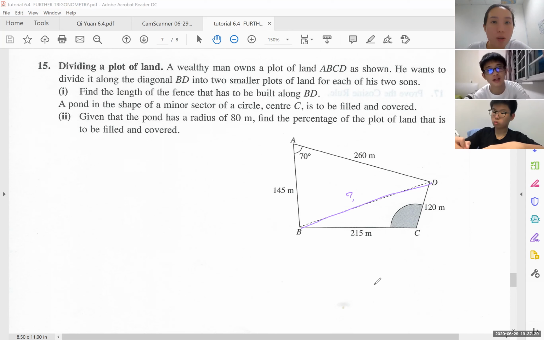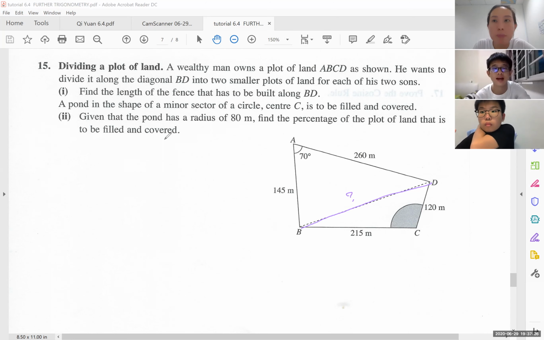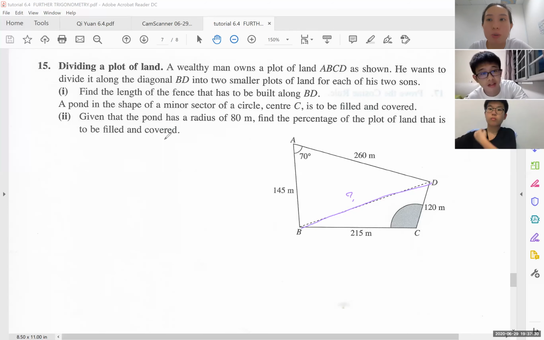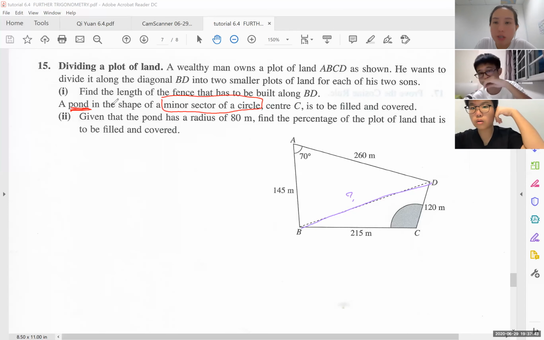Given that the pond has a radius of 80 meters, find the percentage. You missed out the keyword. What's the keyword? You just jumped straight to the radius of 80. It's a minor sector of a circle. The pond. So this right here is the pond.